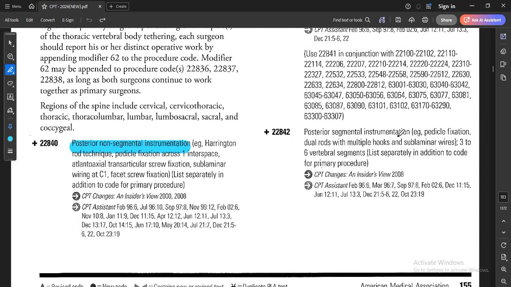22842, posterior segmental instrumentation, 3 to 6 vertebral segments. As it is an add-on code, you need to use this code with your primary procedure. Which procedure, guys? What is the primary procedure for this code? Arthrodesis, yeah, perfect. Arthrodesis. Here also the same keywords: pedicle fixation, dual rods with multiple hooks and sublaminar wires, and 3 to 6 vertebral segments, 22842.